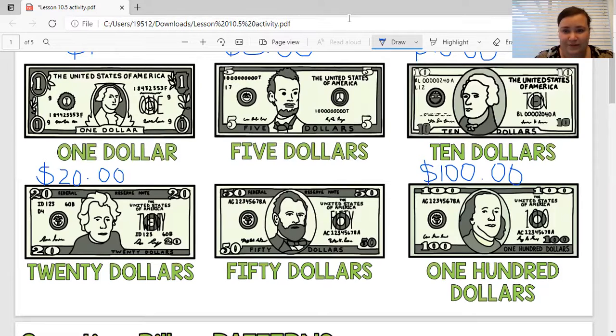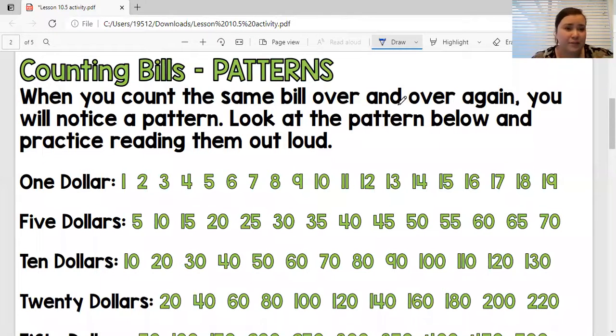All right, friends. When counting bills, we count the same bill over and over, and we notice a pattern. For our $1 bills, we're counting by ones: 1, 2, 3, 4, 5, 6, 7, 8, 9, 10, and so on. For $5 bills, we count by fives: 5, 10, 15, 20, 25, 30, 35, 40, 45, 50, and we keep going, depending on how many $5 bills we have.